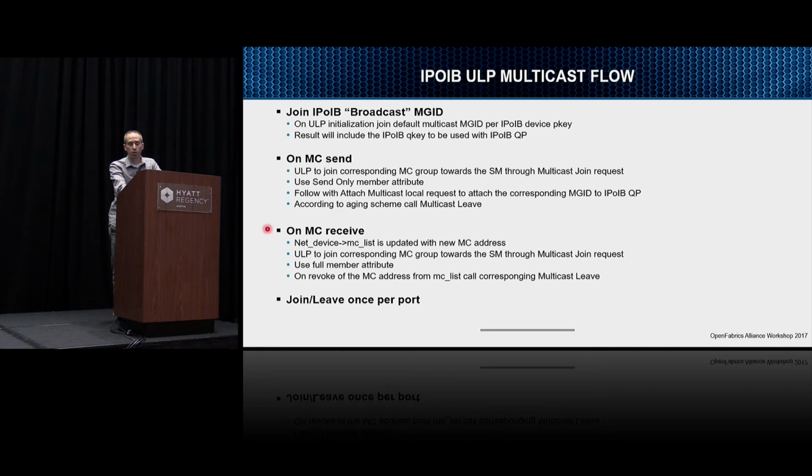Whenever there's a multicast receive request that is being issued locally because some application is listening to a multicast group, the TCP/IP stack and the Linux stack will update the net device multicast list. We trap that update and according to that send also a multicast join to the subnet manager, this time as a full member because this time we would like to receive. And whenever there's an undo to that call, if the multicast membership is being revoked, of course we send the leave. Another role that the IP over IB ULP is doing here is also making sure that joins and leaves are being sent once per port. So if we have multiple applications listening to the same multicast group, only when the last one retires or leaves, we send the leave to the SM.